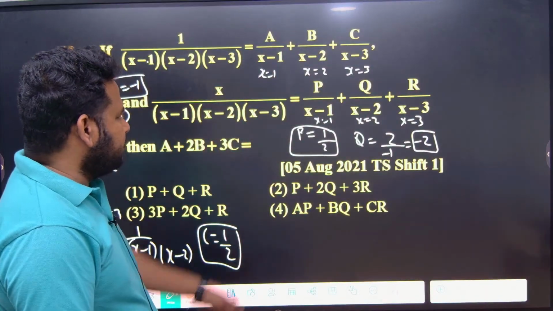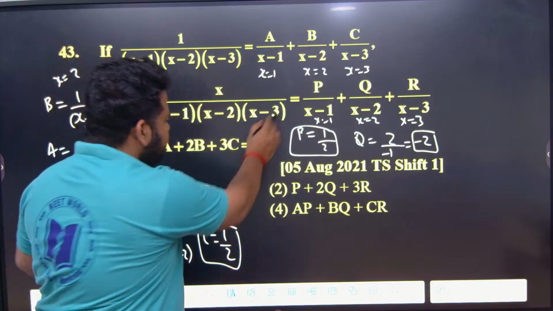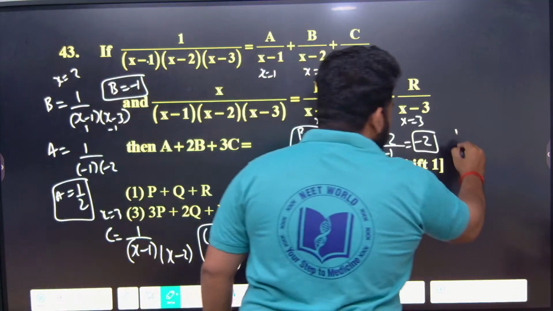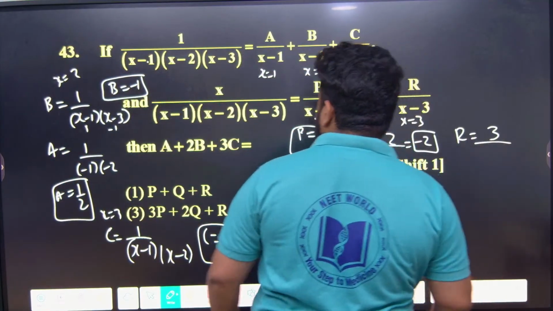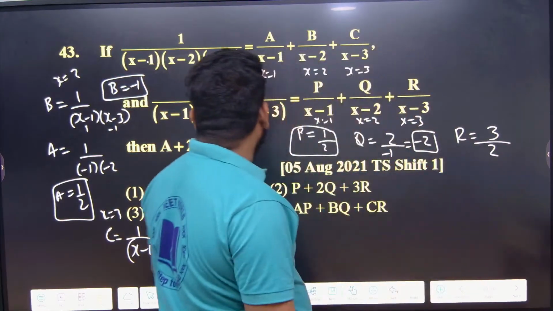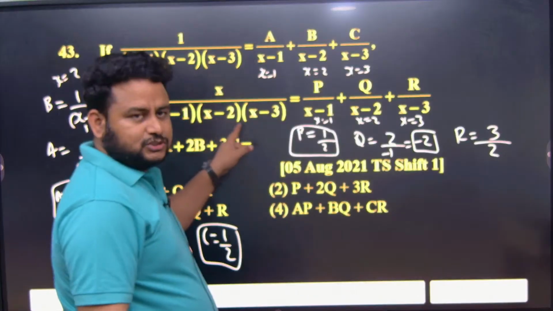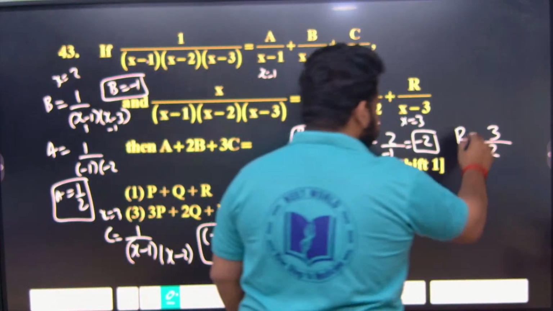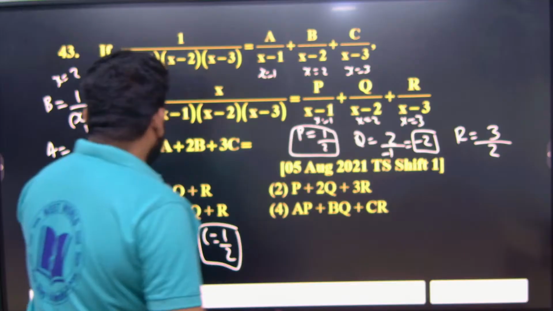R. So put x is equal to 3 here, but remove this term. So R value will be equal to 3 by, what is this? 3 minus 1 is 2, 3 minus 2 is 1. So 3 by 2. R value I got as 3 by 2.